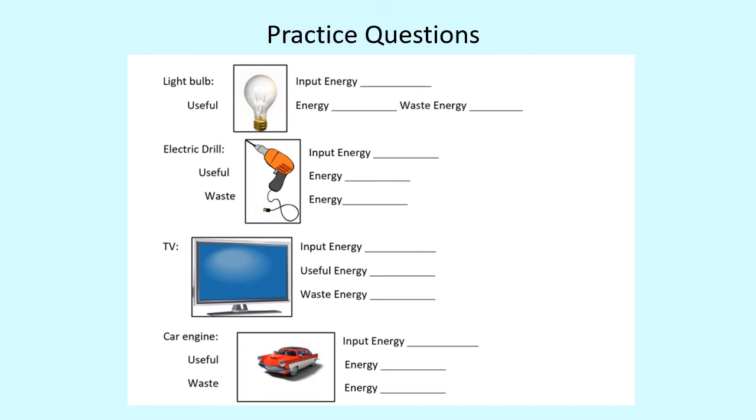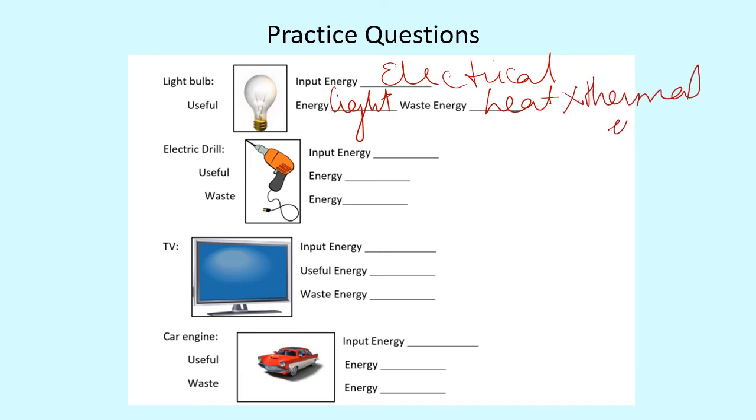Input energy for a light is electrical energy. What do we want from it? We want light energy from it. But as I said before, we get heat energy. So the wasted energy is heat energy, but I would prefer to write that as thermal energy.